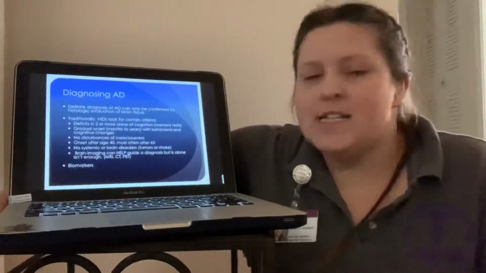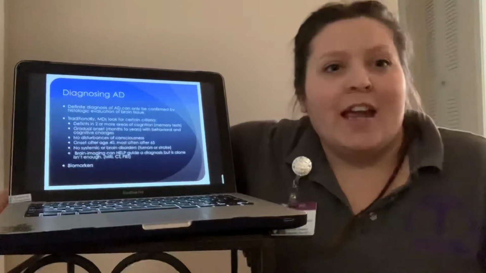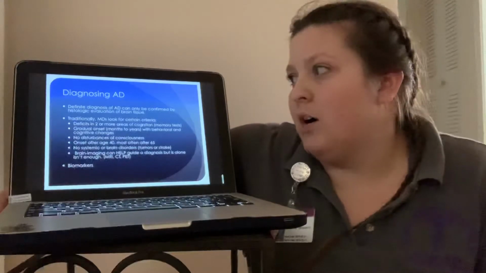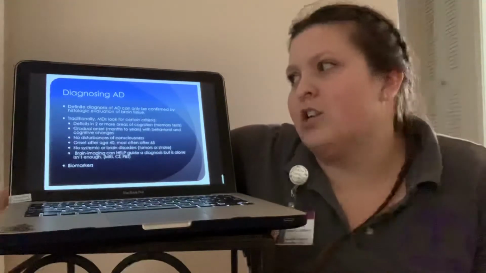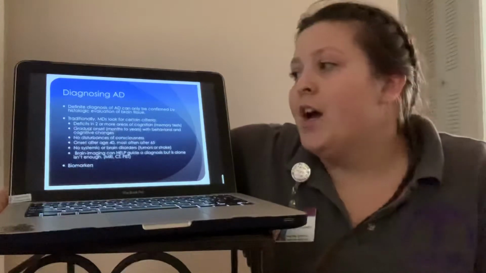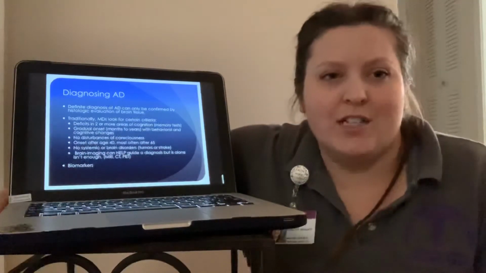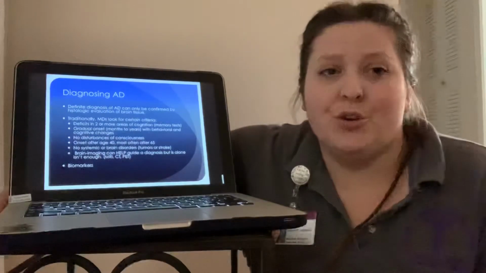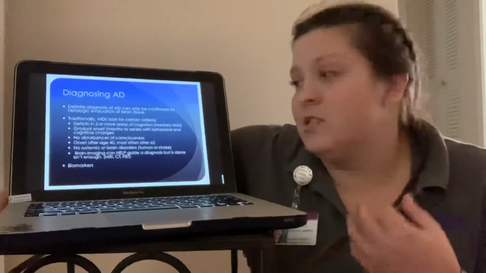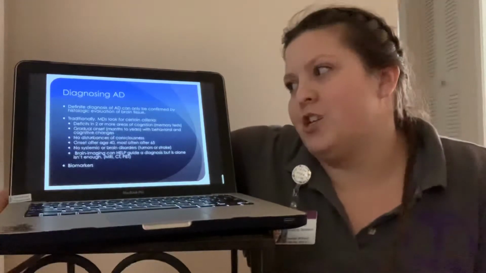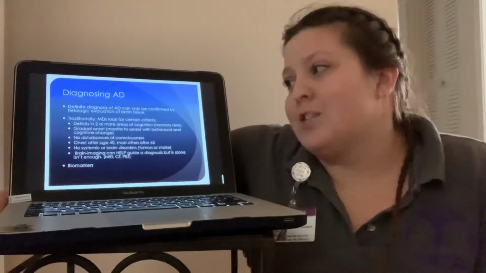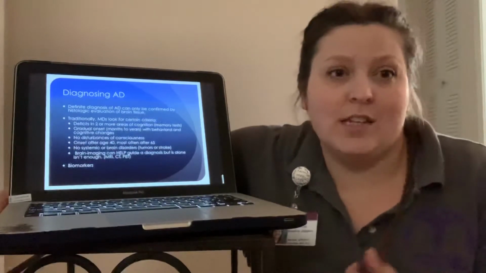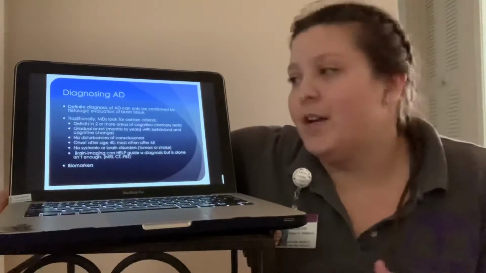So diagnosing AD is very hard. You can't get 100% confirmation unless you have a histologic evaluation of the brain tissue. So traditionally MDs look at certain criteria these patients have to meet. A couple of them are deficits in two or more areas of cognition, that includes memory. Gradual onset, they're looking at months to years, not just a few weeks, because this is a progressive disease, so it takes a long time for this to develop.